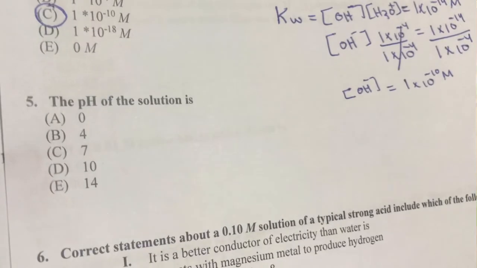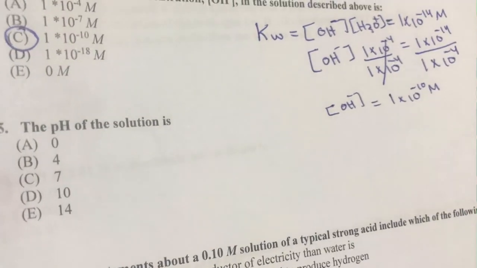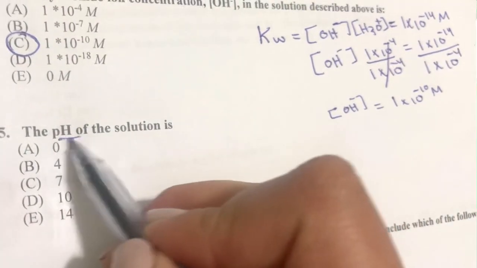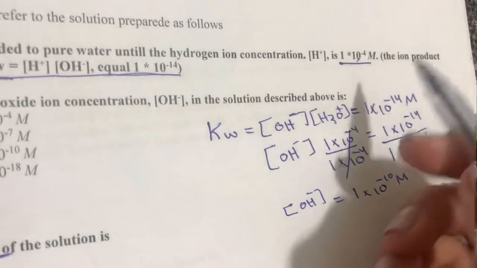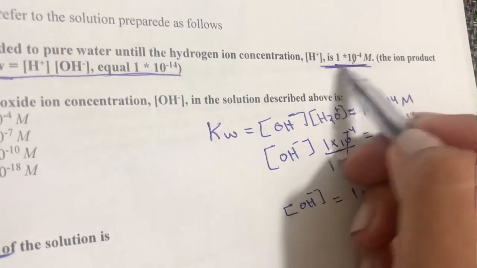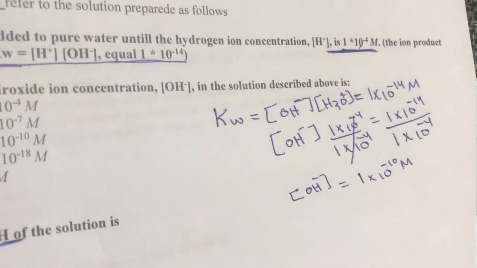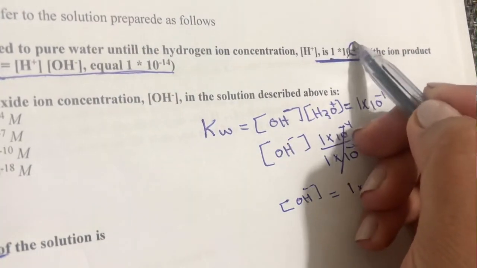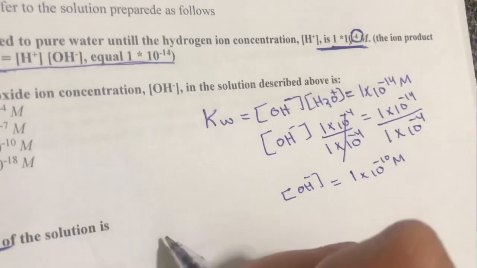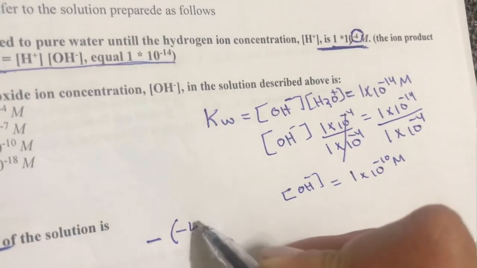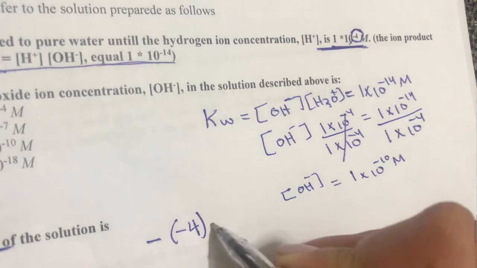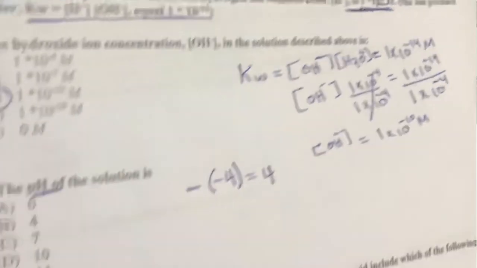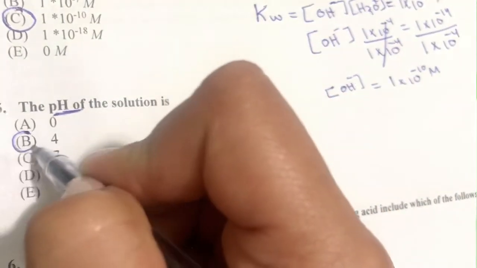Question 5. The pH of the solution is. What is the relation between pH and the concentration of hydronium? pH equals minus, or negative, the power. So negative the power equals 4. So the answer is B.